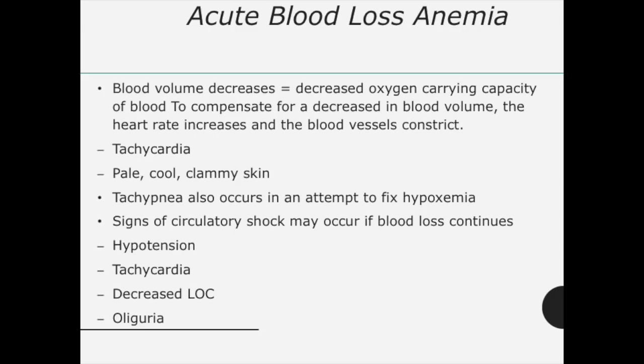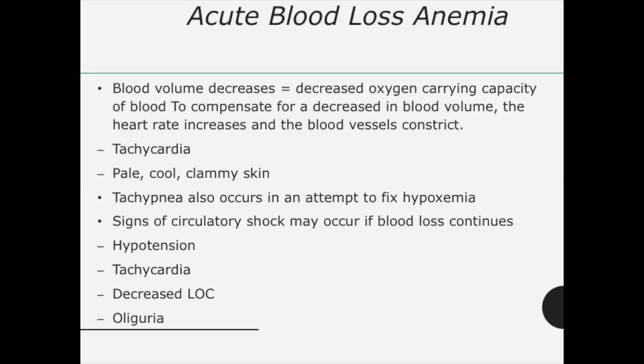With acute blood loss anemia, your blood volume decreases much faster, but that decrease in oxygen carrying capacity of blood to compensate for a decrease in blood volume results in an increase in your heart rate, and your blood vessels will constrict. So you'll have tachycardia, pale, cool, clammy skin, tachypnea, because we're trying to fix that hypoxemia.